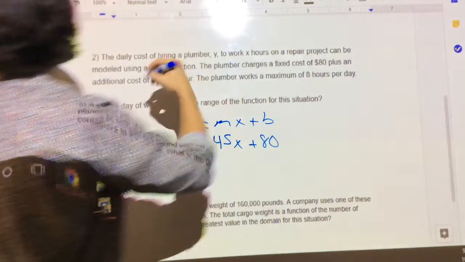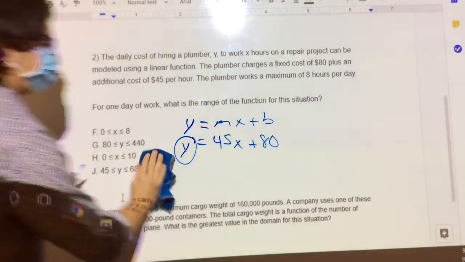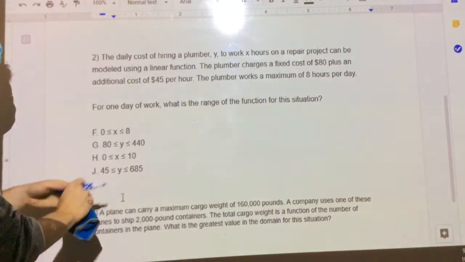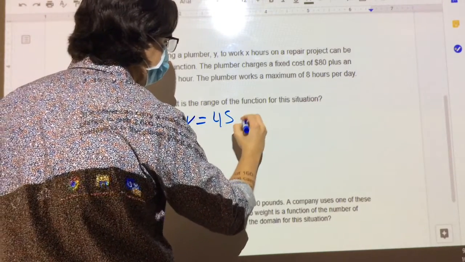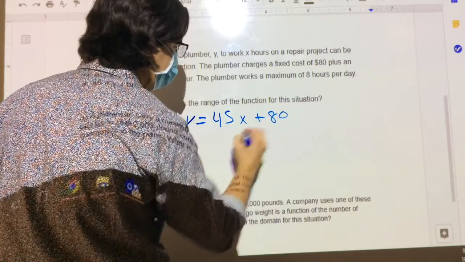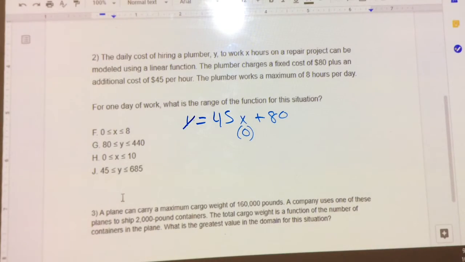I'm going to erase this. Can I erase this? We're all okay with that? So if I have y equals 45x plus 80, and I plug in a 0 for x, 45 times 0 is 0 plus 80 is 80, which means that for 0 hours of work, y equals 80. Are we all on board with that?